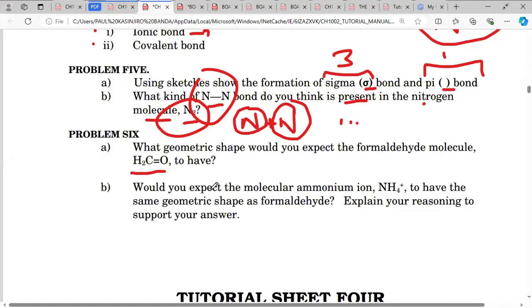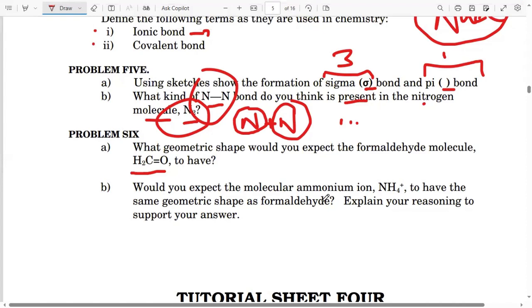Okay, and then they're saying, would you expect the molecular ammonium ion, which is given by this, to have the same geometric shape as the formaldehyde? And then they're saying, explain your reasoning to support your answer. Okay, so the answer there, we can say, no, we don't expect it to have the same shape because the ammonium ion there will have a tetrahedral geometry, okay? Because the central atom will be attached to 4 different atoms.